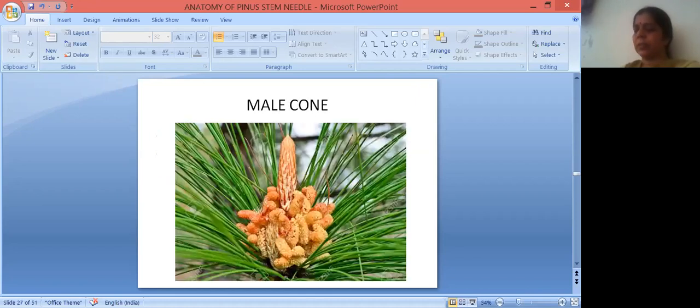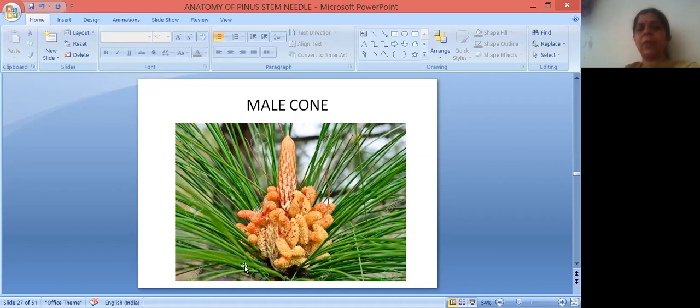Now coming to the first. The male cones are developed on the lower branches, while the female cones are formed on the upper branches. The male cones replace the dwarf shoots. Look at the picture, we can find these are all male cones. In a cluster they are formed. This is the spike axis. These are all the needles. These male cones are produced, or they replace the dwarf shoots. They are developed in clusters on the base of the current year's long shoot in early spring.